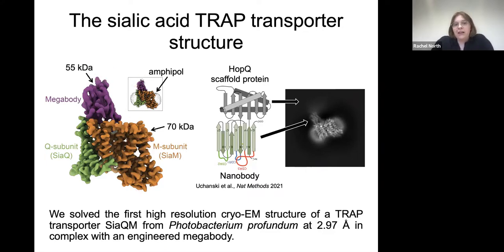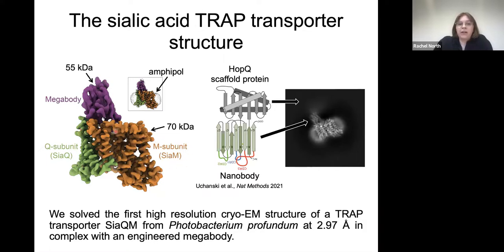As I said, the TRAP transporter is relatively small at 70 kilodaltons for cryo-EM. So this megabody enlarged the size and helped us with particle alignment and orientation during the data collection and data processing. TRAP transporters, as I mentioned earlier, are made up of two different subunits. First is the Q subunit, also known as SiaQ, and second is the M subunit, also known as SiaM.